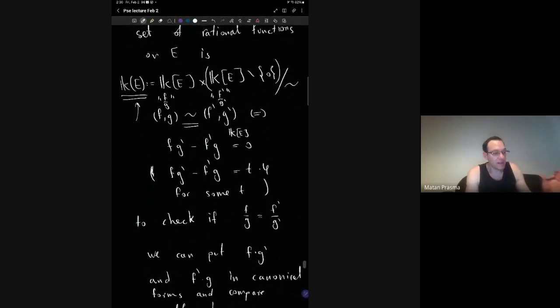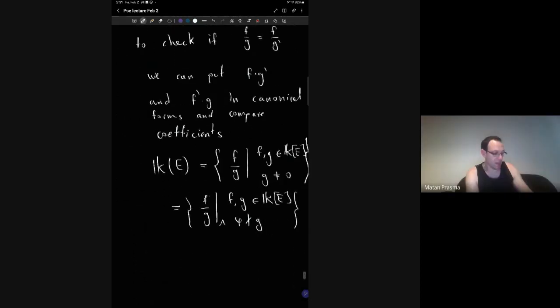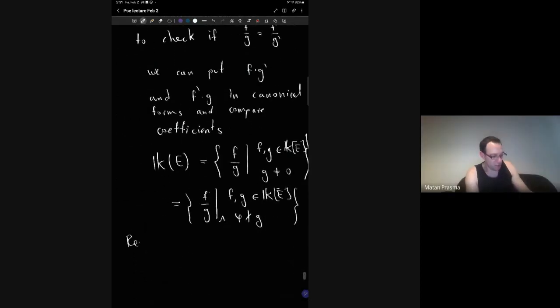Makes sense. And once I have a notion of polynomials over E, I naturally define rational functions over E as this quotient construction, basically. And of course, K of E is a field, with the natural addition and multiplication that you want, and the inverse.